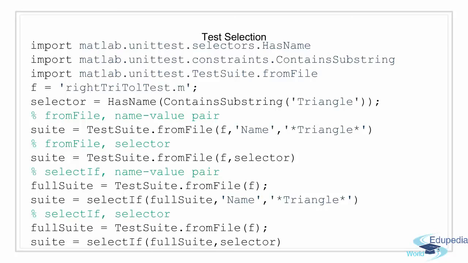If you use one of the suite creation methods with the selector or name-value pair, the testing framework creates the filtered suite. If you use the TestSuite.selectIf method, the testing framework creates a full test suite and then filters it. So for a very large test suite, this approach can have some performance implications.